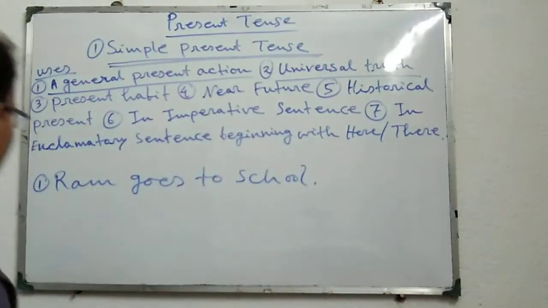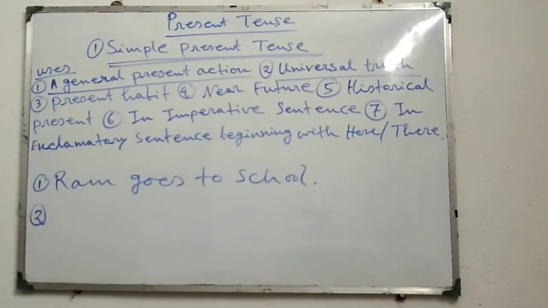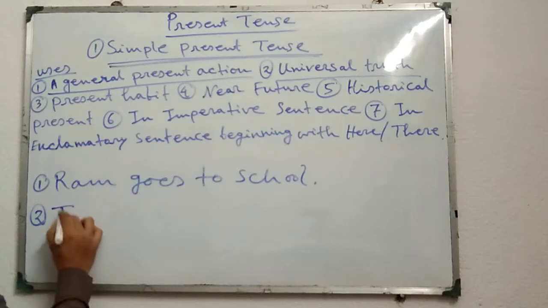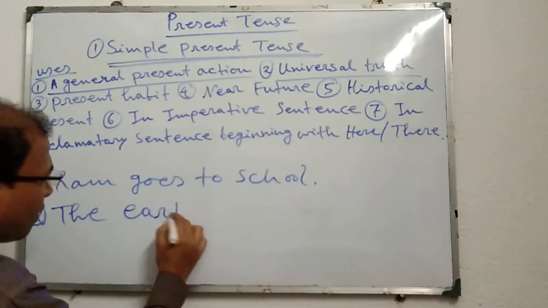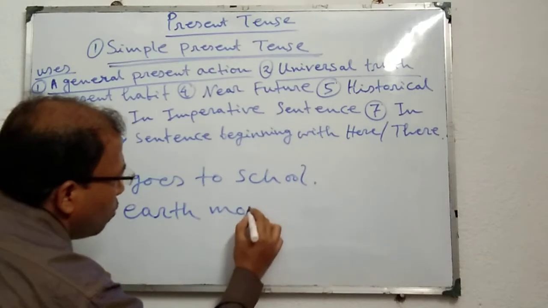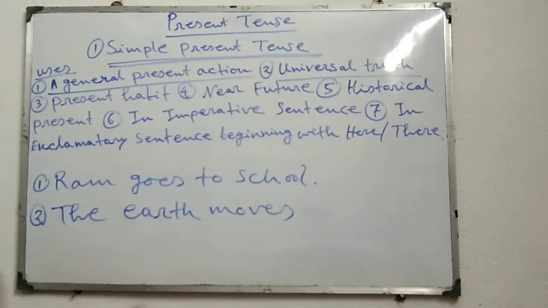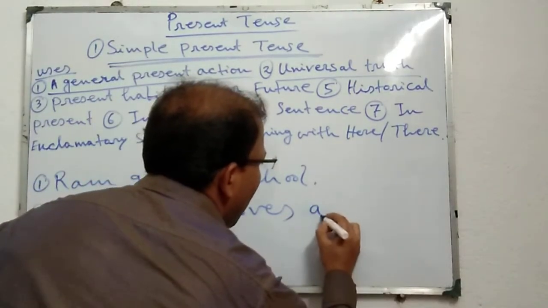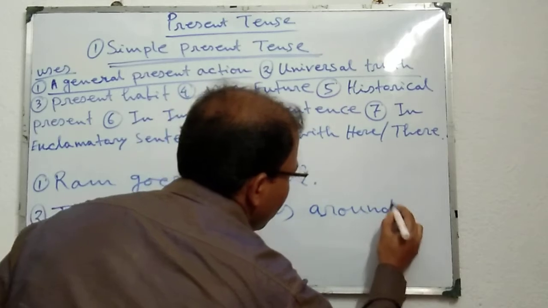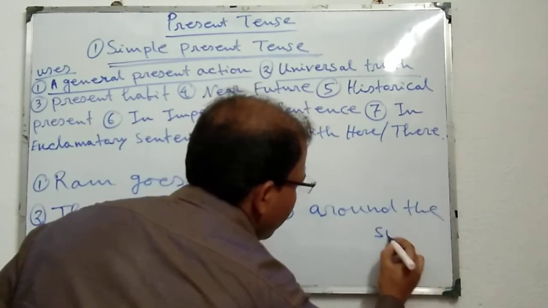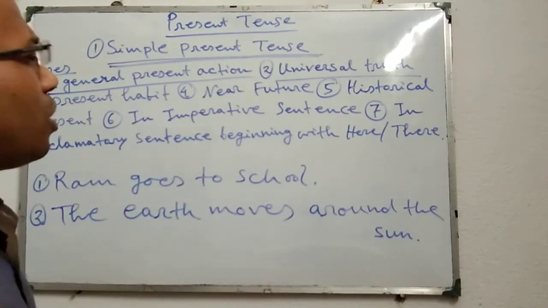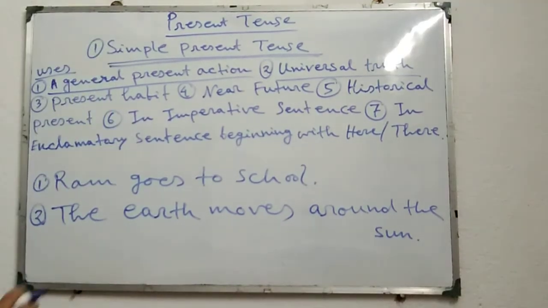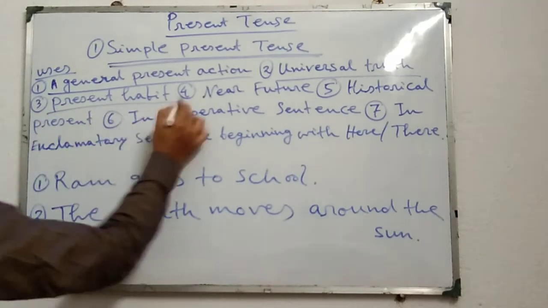One example I am giving here. Example 2. The earth moves around the sun. It is an eternal truth or universal truth. Thereafter, third point, present habit.